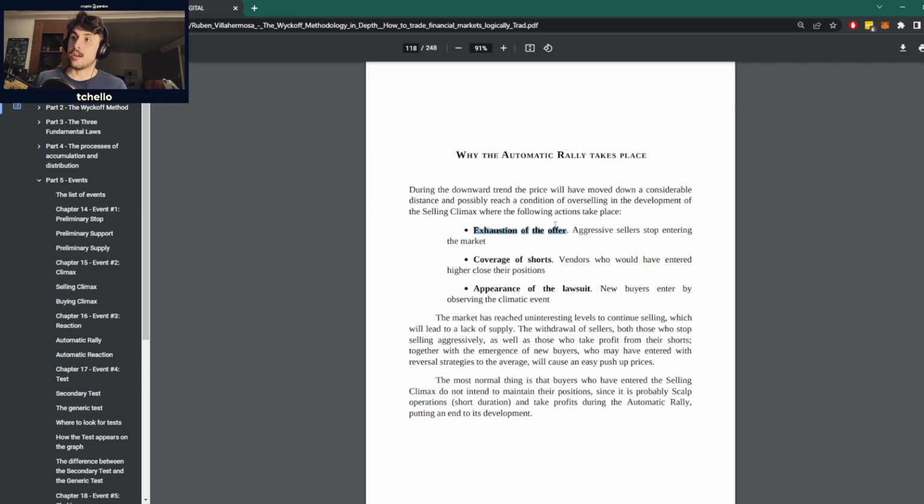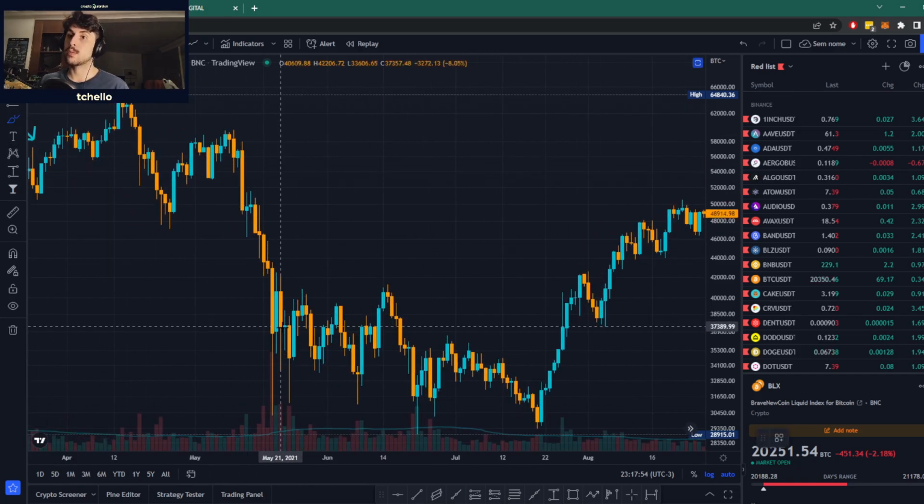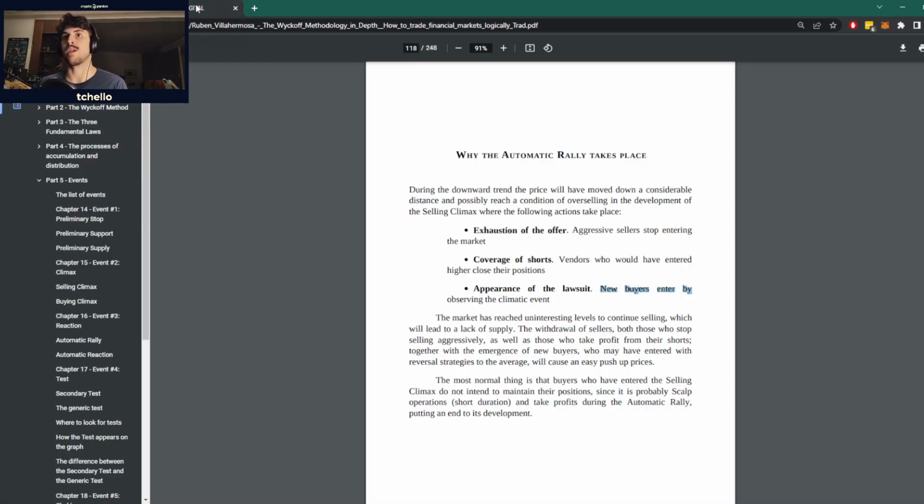Okay, so many aggressive sellers stop entering the market. A lot of these guys that are selling at market price stop selling, right? And this is after we have that selling climax, that capitulation. A lot of people are covering their shorts, right? A lot of people are just closing their shorts and basically diminishing the downward pressure. And finally, new buyers enter once they observe this climactic reaction. So if you see Bitcoin going up 40% in a day, maybe if you were a naive investor, you would start going in because you think this might be a V-shaped recovery or whatever.